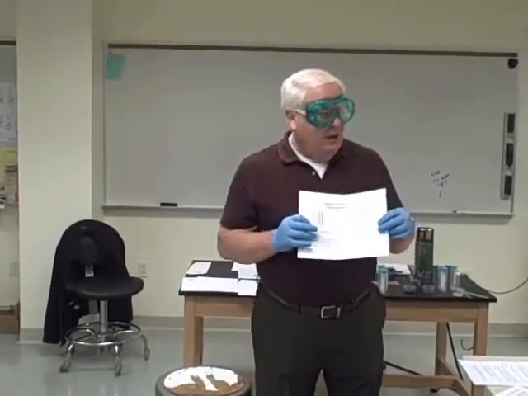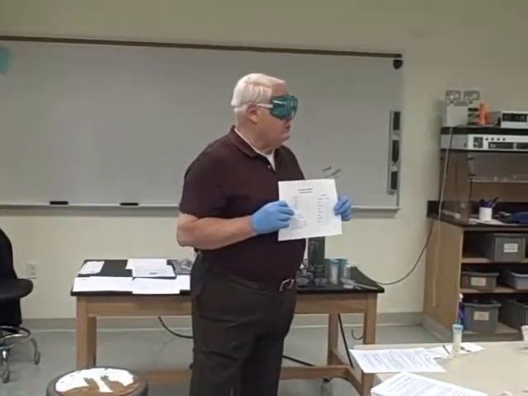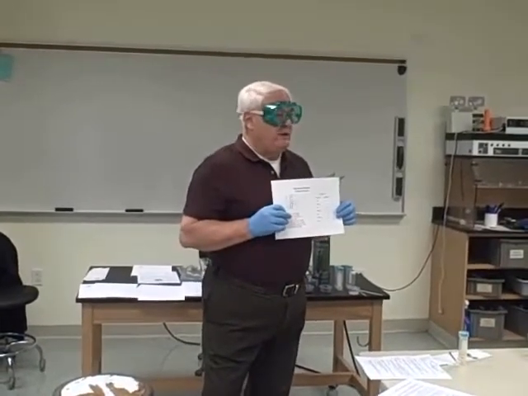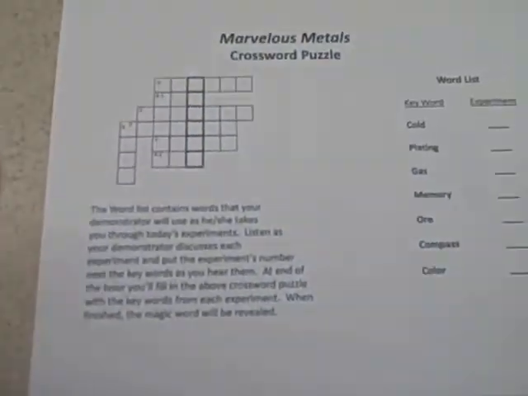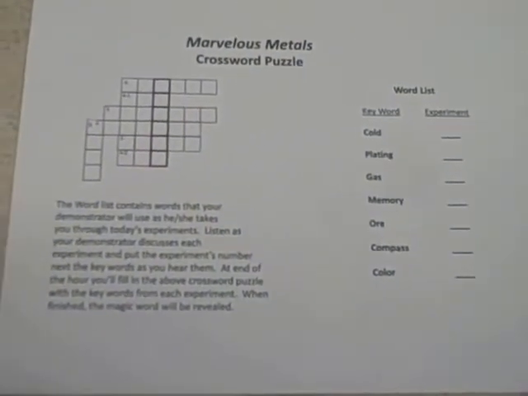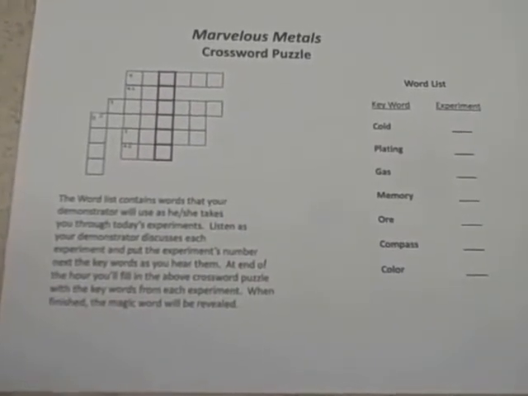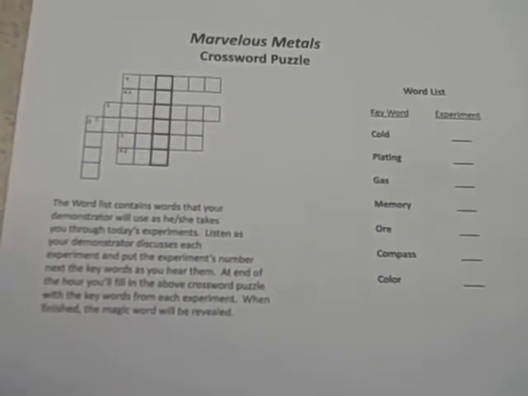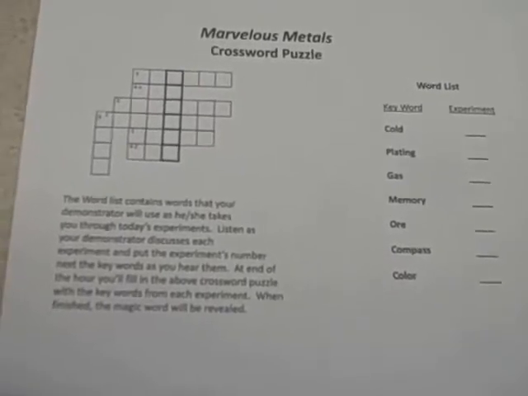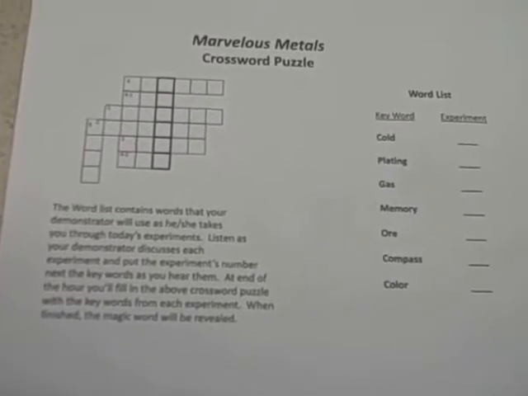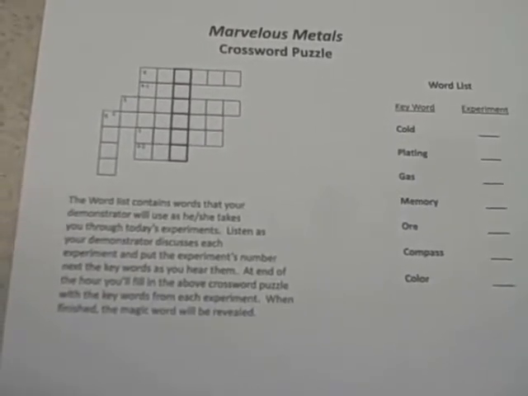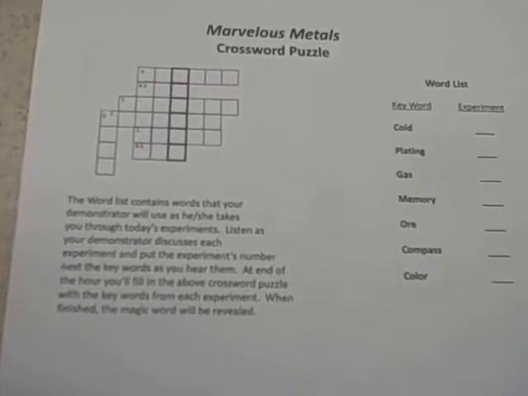There's 6 words. Which one of those words would you associate with experiment number 1? On the front of the sheet, color. So put number 1 next to the word color. Which one would you associate with experiment number 2? That's the ferromagnetism of iron from which we made a compass. I think compass might do for experiment number 2.